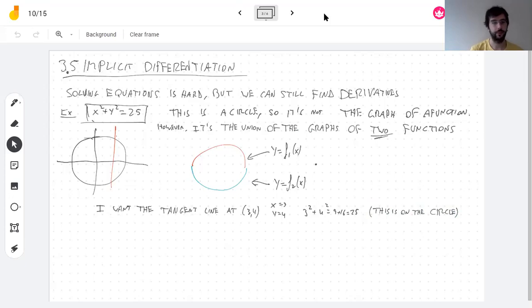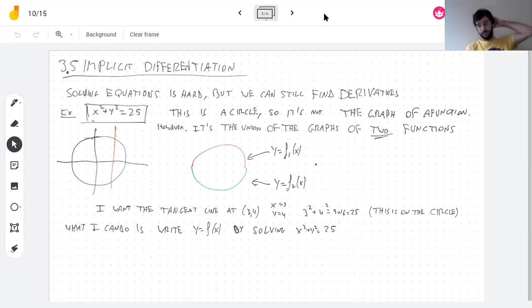So how do I find this tangent line? Well, one thing I could do, which is not implicit differentiation, is solve the equation. So I can write y equals f of x, which means getting y by itself, solving x squared plus y squared equals 25 for y. I mean, this is not the worst equation in the world to solve. So I would get y squared equals 25 minus x squared.